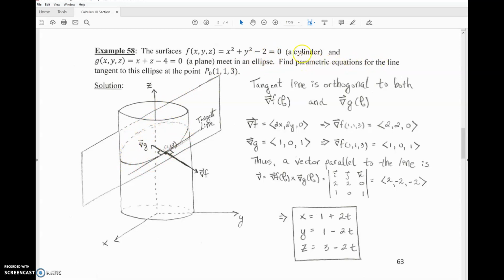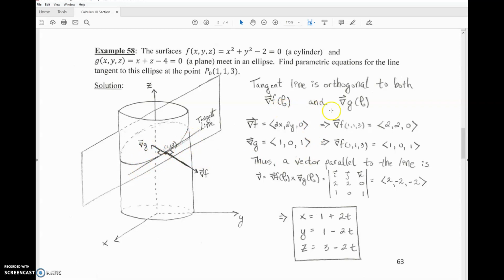So we want to find parametric equations for the line tangent to this ellipse at the point P naught, 1, 1, 3. That's this point on the surface right here. We want to find the tangent line to that ellipse. The tangent line is orthogonal to the gradient of f, because if you think of that cylinder as a level surface, then the gradient of f is orthogonal to the cylinder, and the gradient of g is orthogonal to the plane. So the tangent line is orthogonal to both.